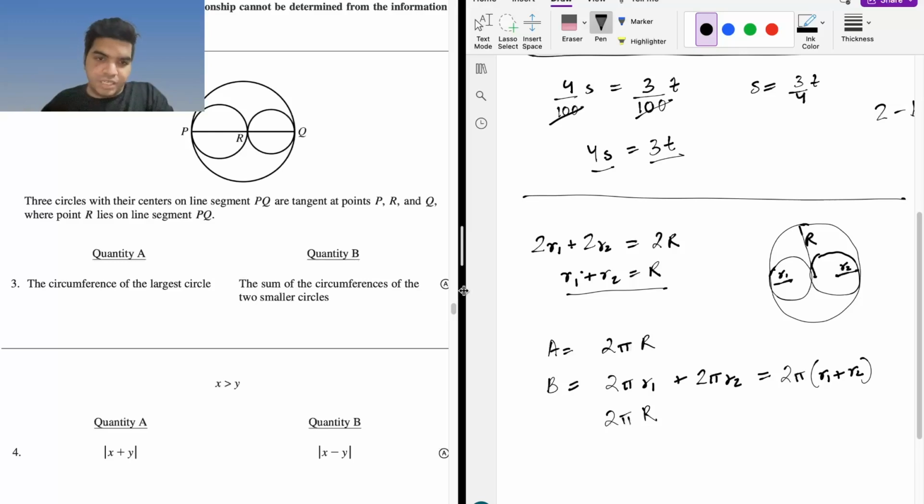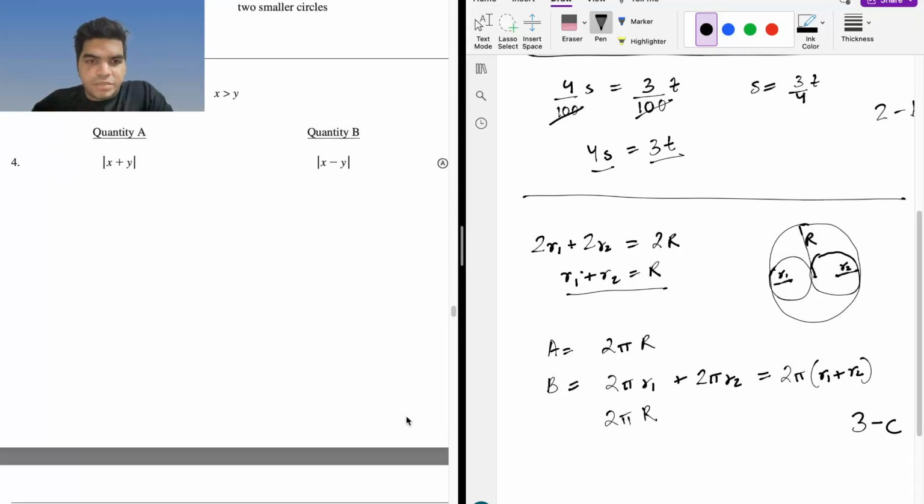So both A and B are equal. So question number three, the answer is C. Both A and B are equal. Now coming to question number four.